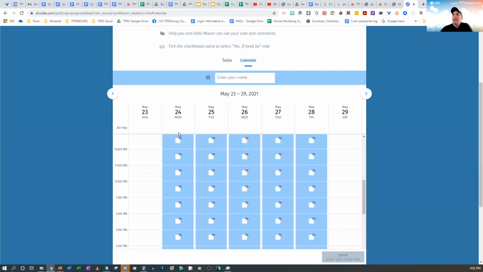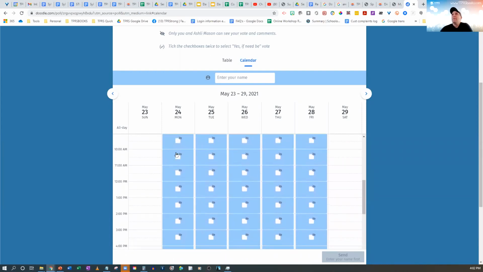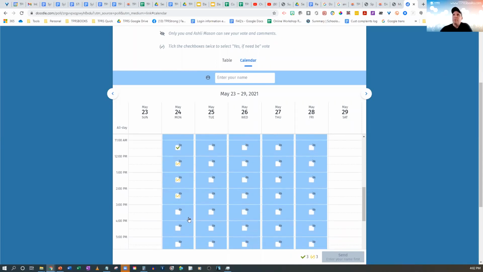What you'll do is go through each day on Mondays. What days are most convenient for you? So for me, Monday, this date, this date, this date. And if I click twice, it gives me like a secondary one. So like these aren't as good, but I can make them work. And then leave blank anything that's not gonna work for you.